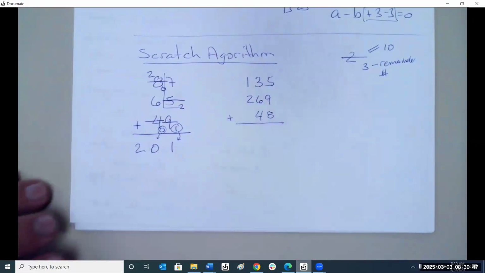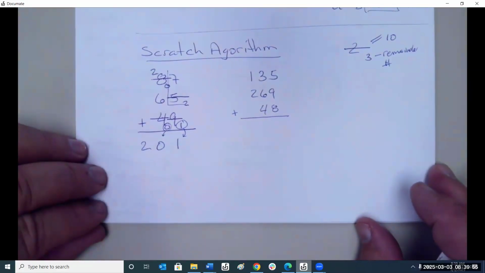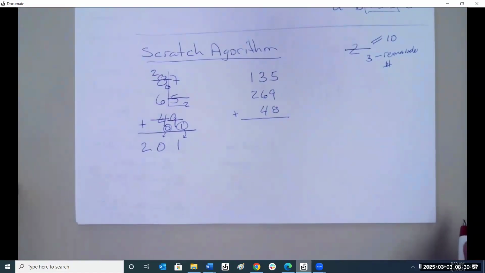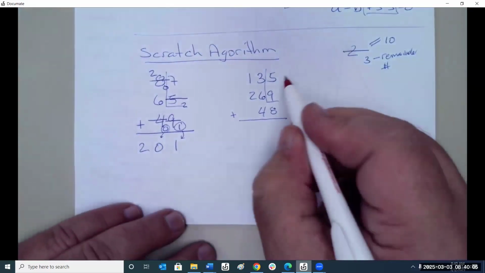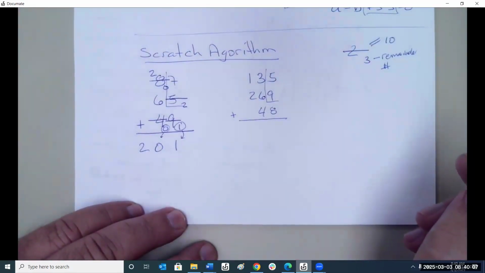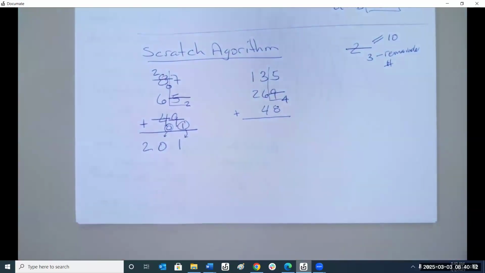Let's add these numbers together. What's my first step? Look at the first 2 numbers in the ones column. 5 plus 9 is 14, so it's a scratch with a 4.